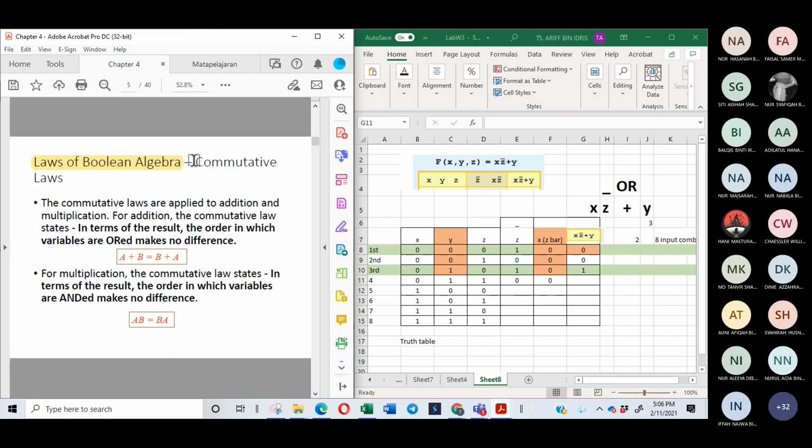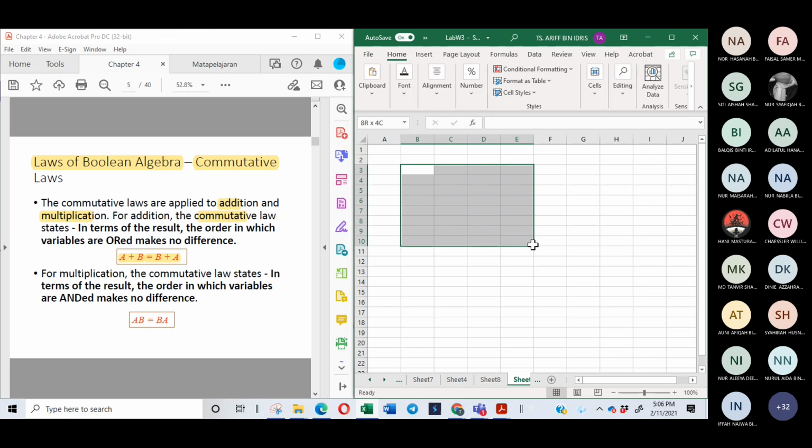The first law is the commutative law. It applies to addition and multiplication. For addition, in terms of result, the order in which the variables are ORed makes no difference. Is it true that A plus B, A or B, is equivalent to B or A? Is it true, class? Yes. If you still want to prove it, you can use the truth table.